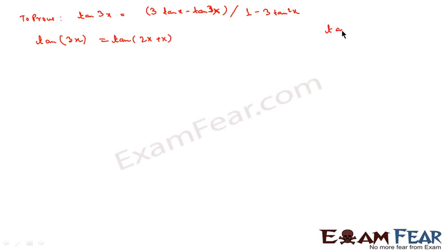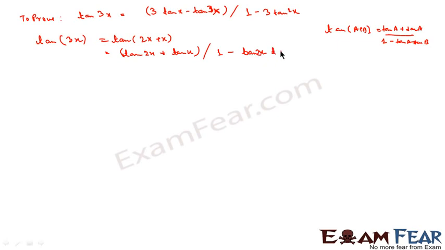So we know that tan of a plus b is nothing but tan of a plus tan of b by 1 minus tan of a into tan of b. Similarly, we'll use the same formula here. So this will become tan of 2x plus tan of x by 1 minus tan of 2x into tan of x. Now again, we'll use the same formula here. We'll again break tan 2x is equal to tan x plus x.